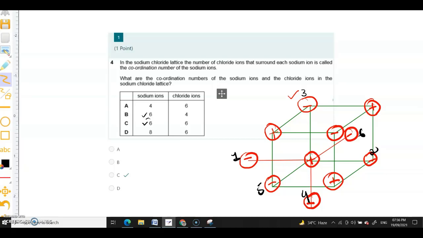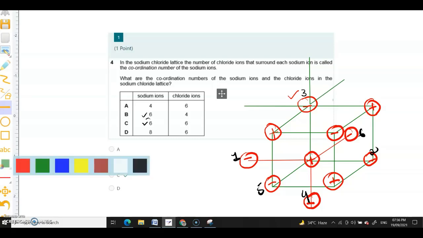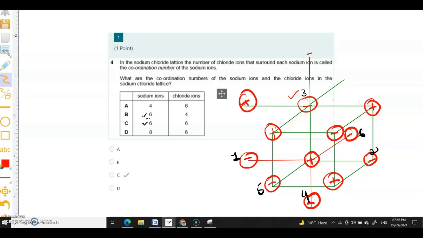So this option may be correct. Now we need to know about the chloride ion. So if you extend the lines of this chloride ion again, see, this is a chloride ion. If you extend this chloride ion, line 1, 2, and 3, and just place the ions. It is surrounded by sodium ions. So you can count it. This is 1, 2, 3, 4, 5 and 6. So option C is the correct option.